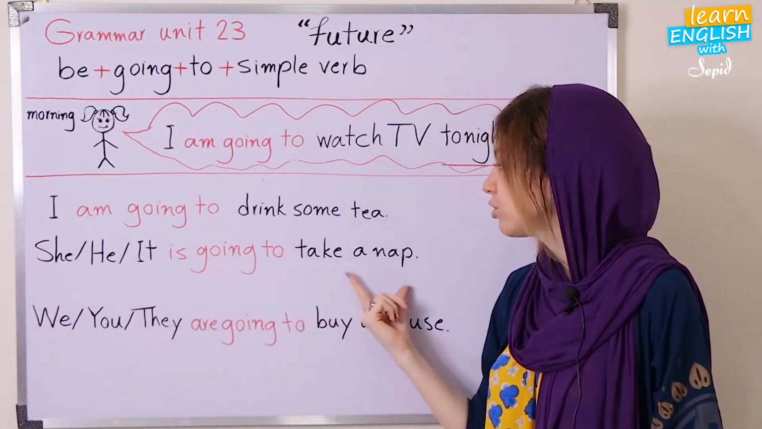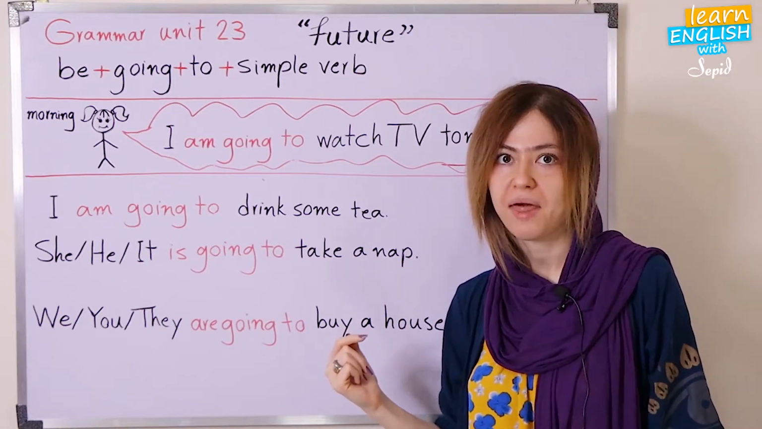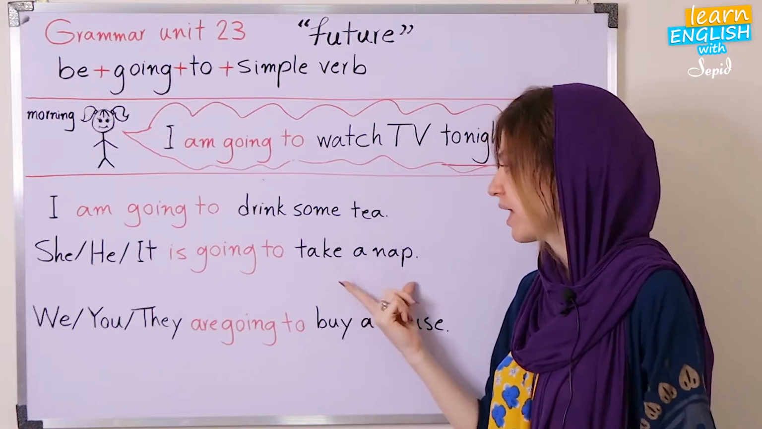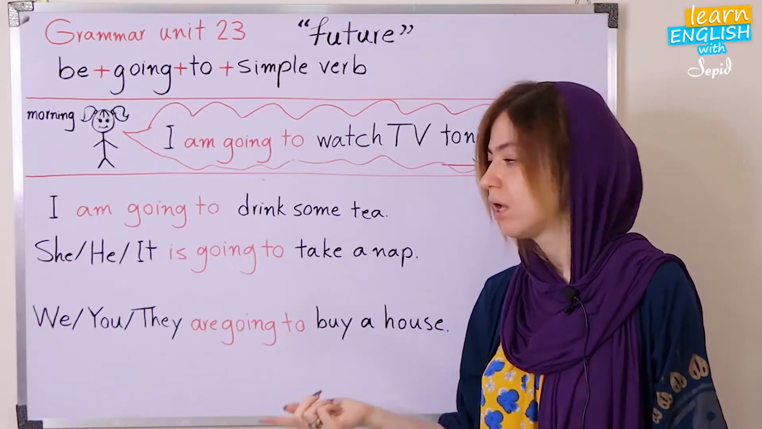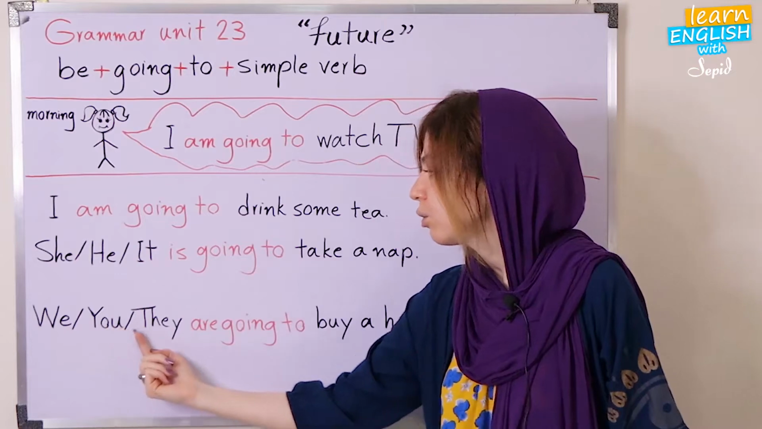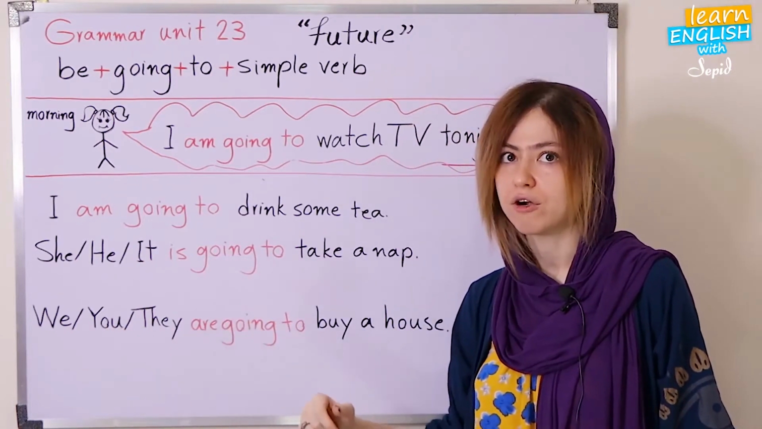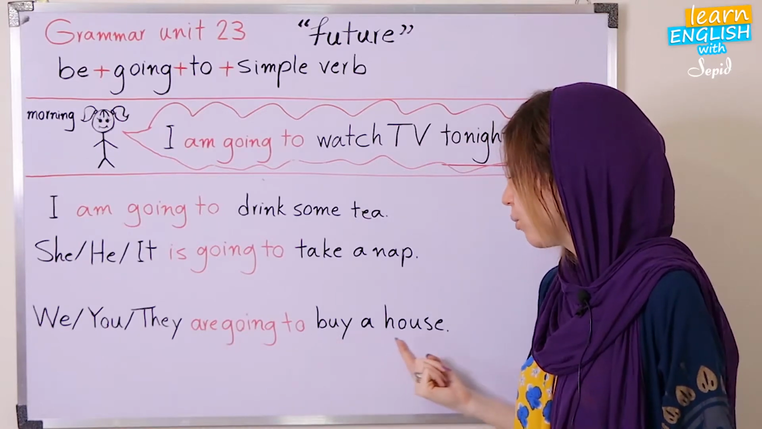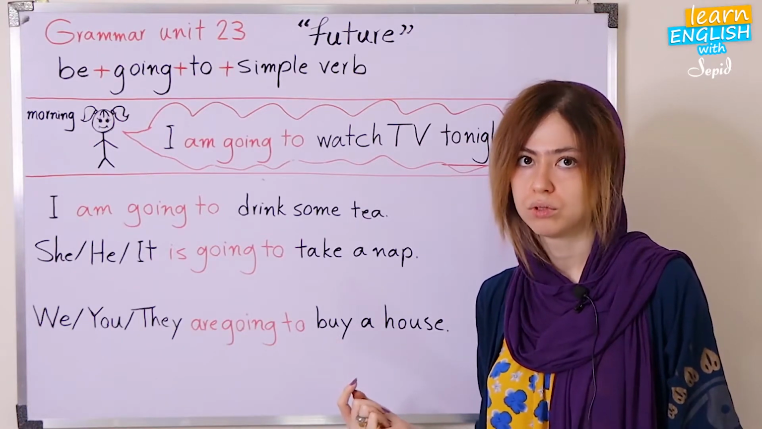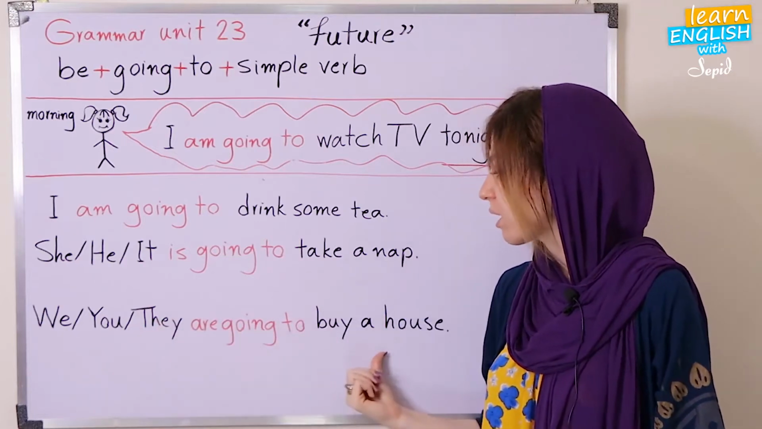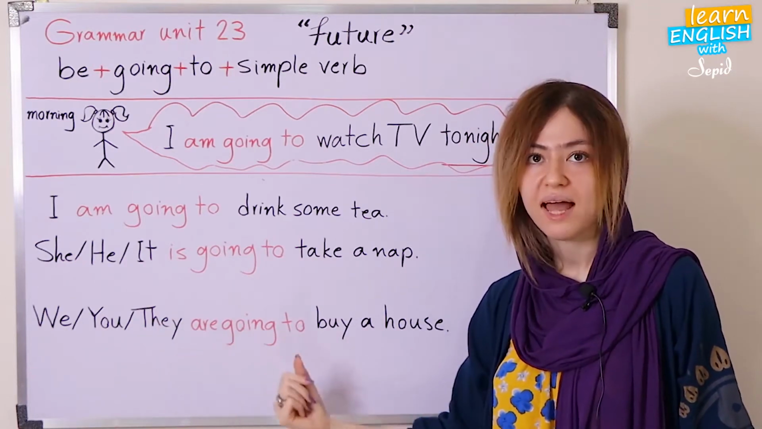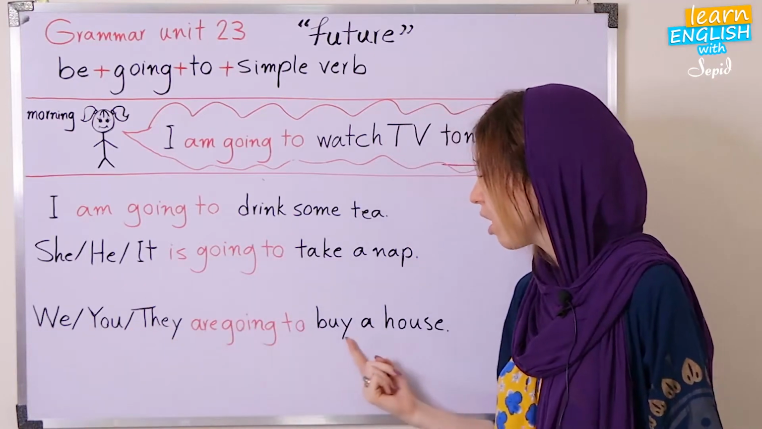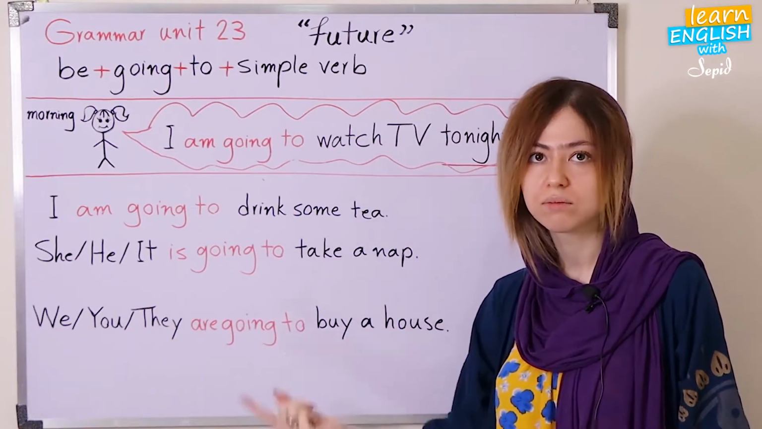So she's going to take a nap at noon. Now it is morning and she's planning to take a nap at noon. Let's go. We, you, they. We use are here. So for instance, we can say, we are going to buy a house. We are going to buy a house. It means this is our plan. And we can just talk about the future tense. Let's go. We are going to buy a house next month.